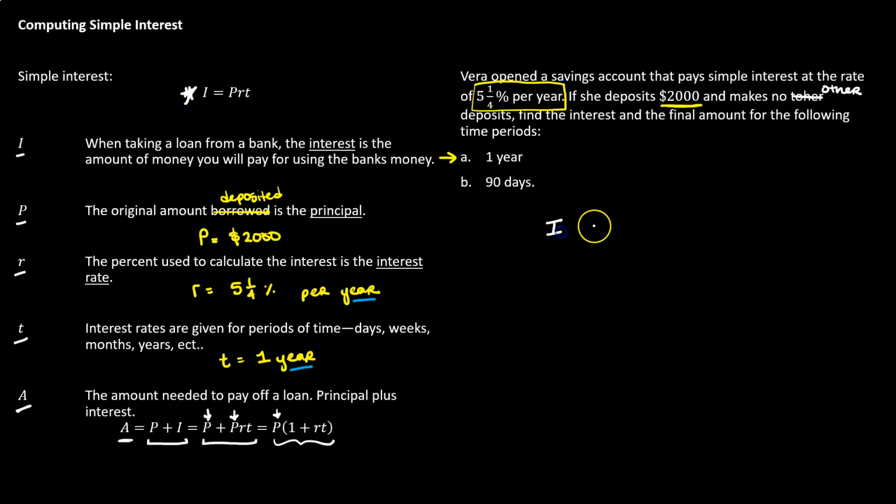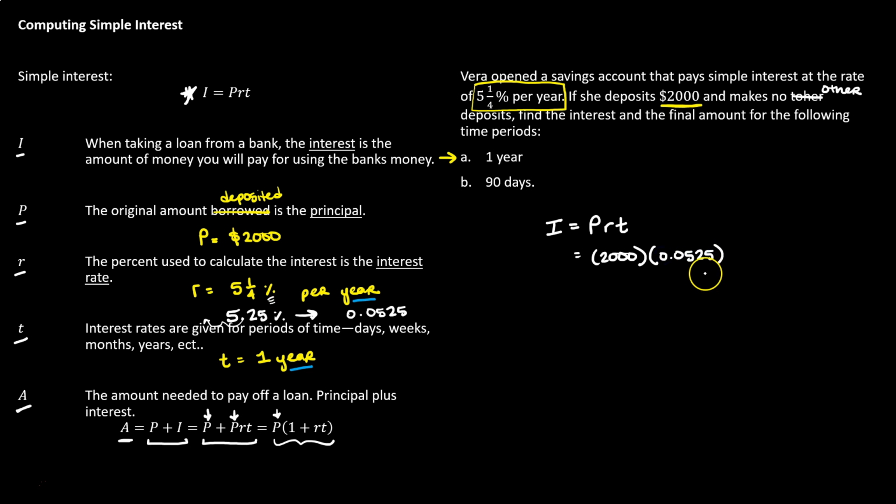So interest is going to look like PRT. P is 2,000, so we plug in 2,000 for P. R is 5.25%. Now, 5.25% is the interest rate, but we don't do calculations with percent symbols. So what we do is convert this into either a fraction or a decimal. I'm going to choose to use a decimal. I know it's 5.25%, but when I turn that into a decimal, I'm going to move the decimal twice to the left. So that would be 0.0525 for the interest rate.